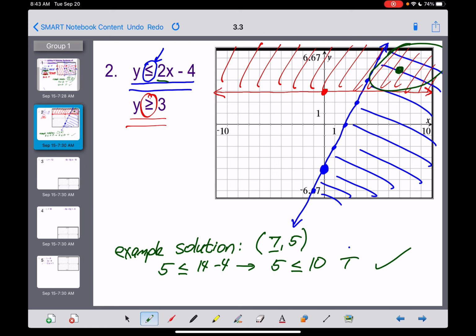The second statement will be much easier to test. My y-coordinate at this point is 5. So 5 is greater than or equal to 3. Well, that statement right there is clearly true, and this one works out as well.